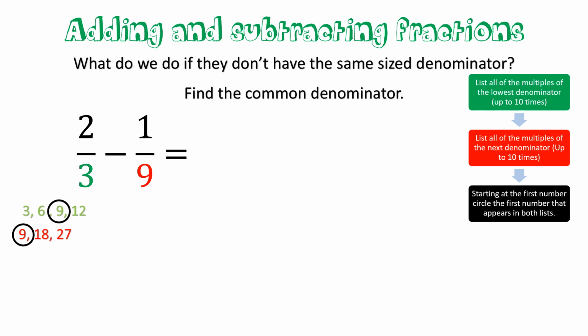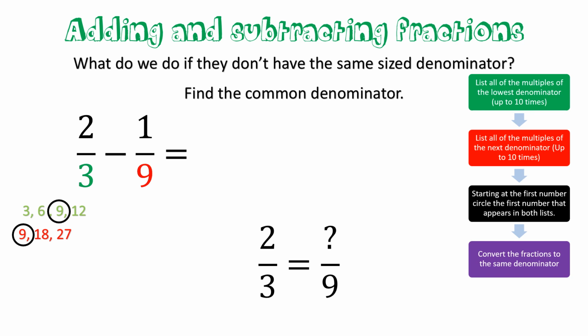One of my fractions is already 9ths. I don't need to convert that one. So what I'm going to do is just convert the one I need to. So in this case, it's 2/3, and it's going to become something over 9.